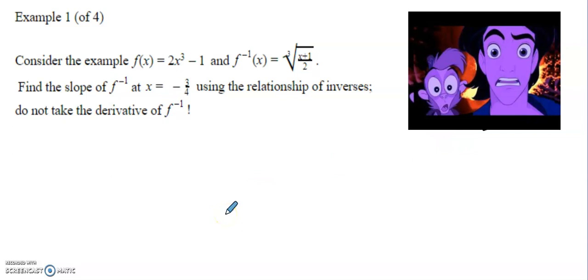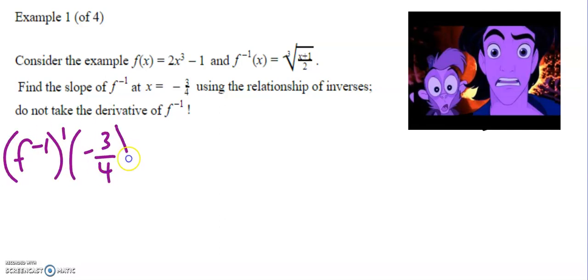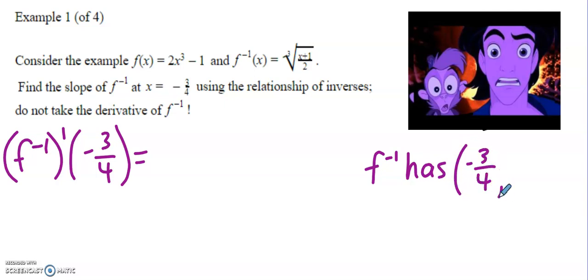Lemke. Consider the example, f of x equals 2x to the third minus 1, and f inverse is the cubed root of x plus 1 over 2. Find the slope of f inverse at x equals negative 3/4. So my goal is to find f inverse prime at negative 3/4. Well, that means that f inverse has the point with an input of negative 3/4. Okay, that's how I start that. I want the slope of f inverse at its input of negative 3/4. It says to use the relationship of inverses, do not take the derivative of f inverse. So we're going to just ignore that for a second.